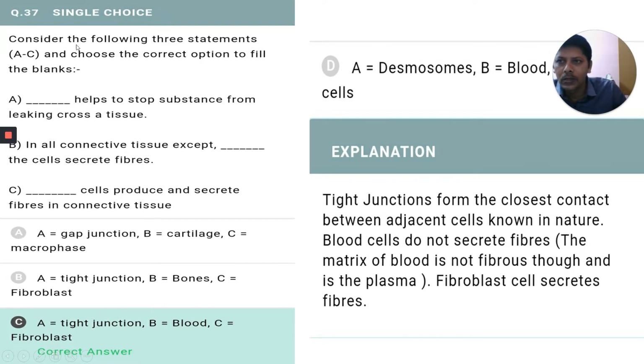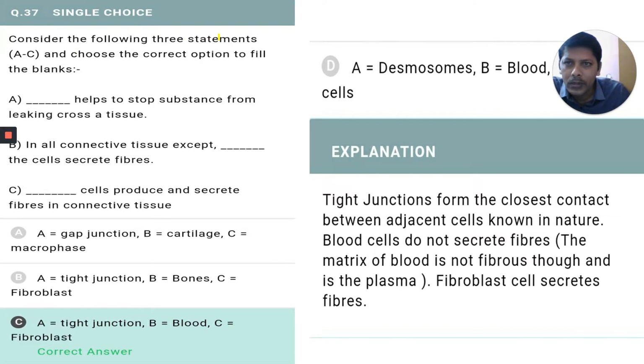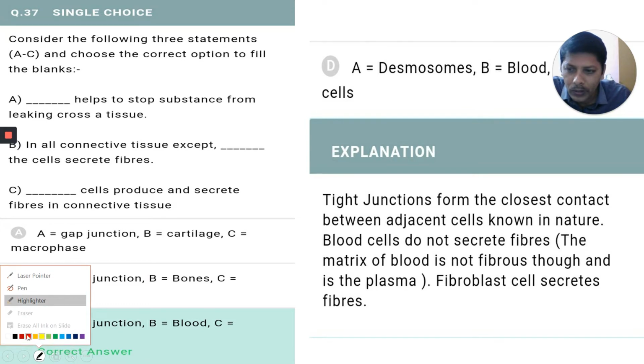In the previous part C, I completed up to question number 36. I have picked up only zoology questions, and I left the botany ones, that's why the question numbers are not in sequence. Consider the following three statements A to C and choose the correct option to fill the blanks.